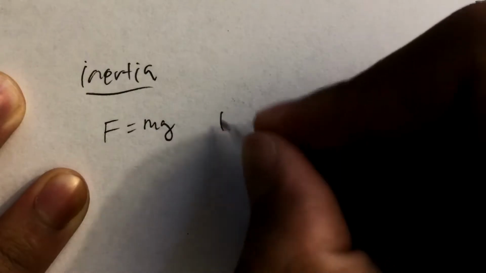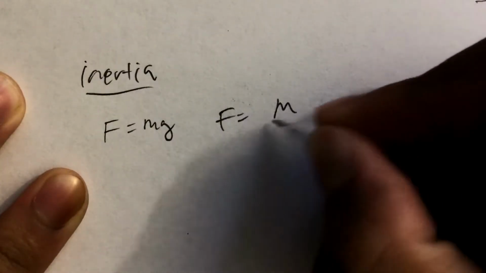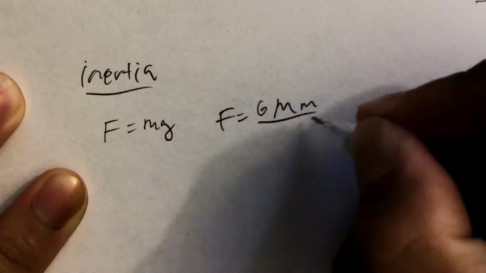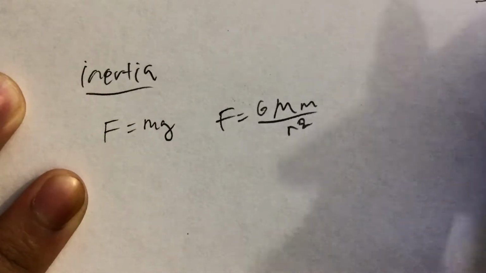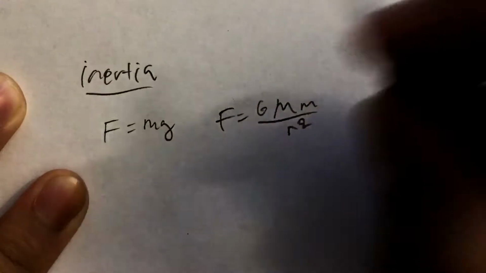In physics class, you've probably heard the term inertia. Basically, it's the resistance to any force. You may also be familiar with this equation, F equals mg, and its counterpart, F equals GMm over r squared. Both equations can be combined to find any specific variable included.